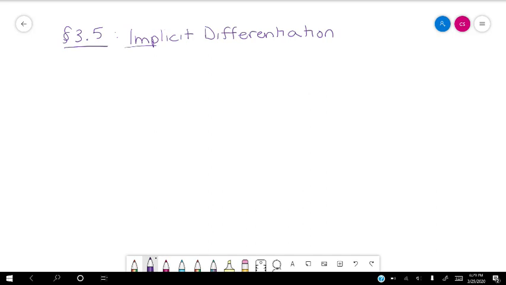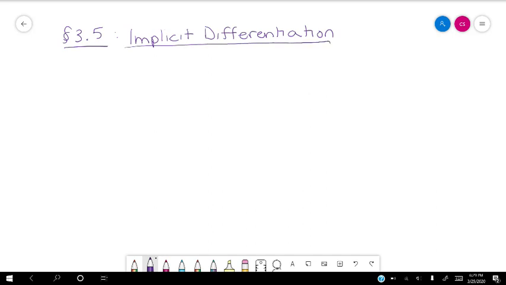All right, guys, welcome to section 3.5. We are going to be examining implicit differentiation. All right, so implicit differentiation. So let's talk about that word, implicit.